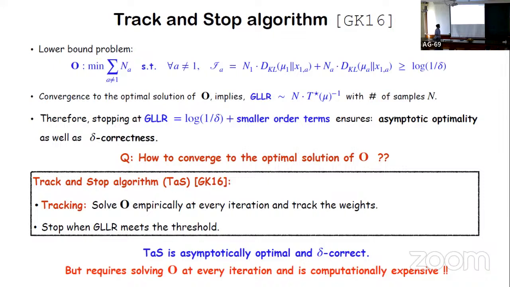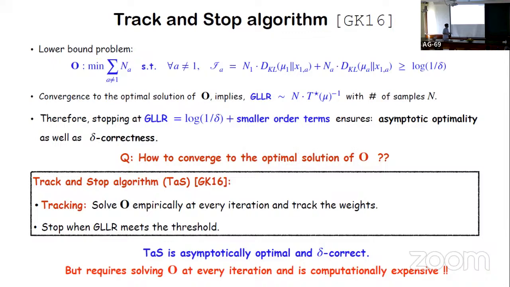proposed this track-and-stop strategy, where they empirically solve the lower bound problem at every iteration, and they simply track the optimal allocation after solving the lower bound problem, and then they stop when the GLLR meets the threshold. They showed that track-and-stop is asymptotically optimal and delta-correct because it converges to the solution of the lower bound problem. But track-and-stop also requires solving this problem at every iteration, and that can be computationally expensive.